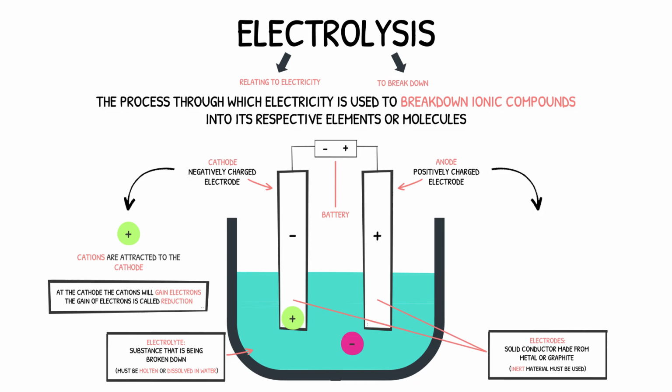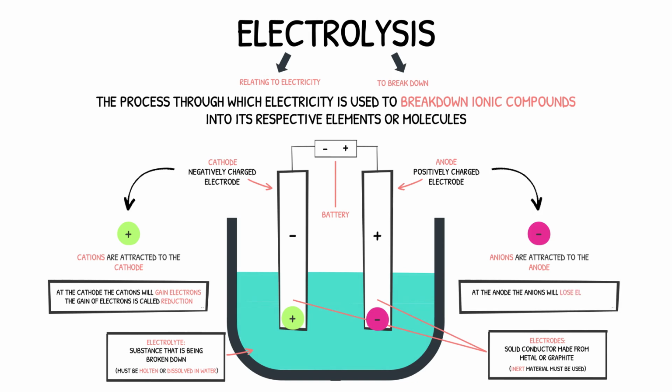The concept is the same at the anode. The negatively charged ions, or anions, are attracted to the anode. Anions are formed when atoms gain electrons. So in order for an anion to return to a neutral atom, it must lose the electrons it has gained. At the anode, anions will lose electrons. This loss of electrons is called oxidation.